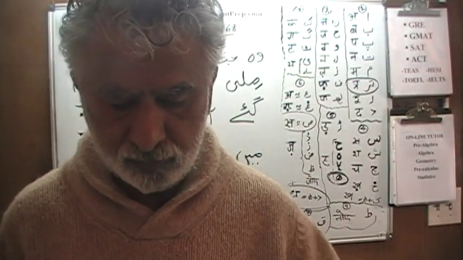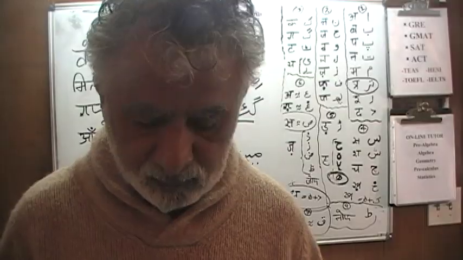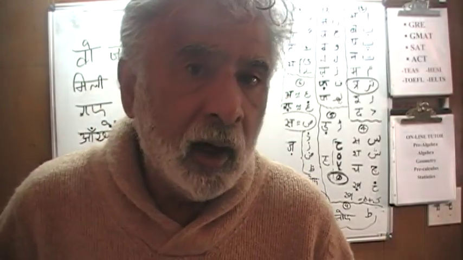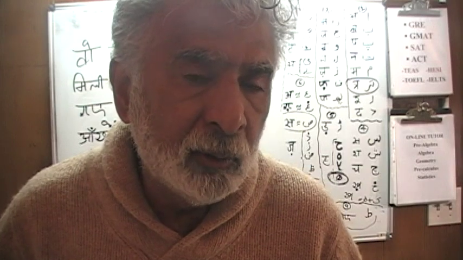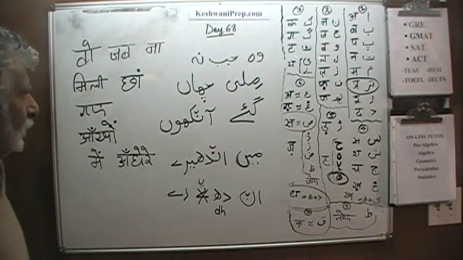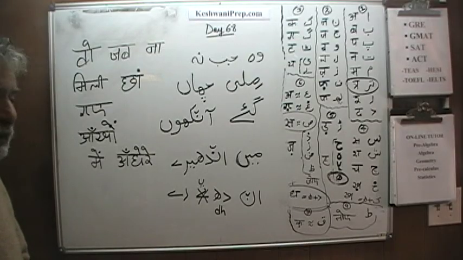And this is the continuation. So obviously he's describing how he's feeling. What he says is that वो जब ना मिली छा गए आँखों में अंधेरे. When I realized that she was no longer around, a darkness fell over my eyes. That's what he says. Let's look at the next line.